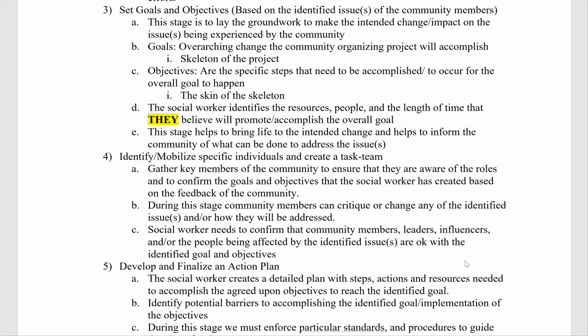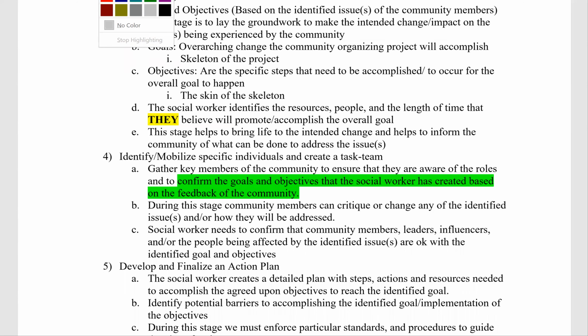So we need to collect the feedback of the community on what we particularly want to do. This is where they need to confirm this is what we want to do and provide feedback on how to amend it. During this stage, community members can critique or change any identified issue and/or multiple issues and/or how they will be accomplished, aka the objectives. This is where we can make easy changes, because we haven't put forth any effort into actually carrying it out.